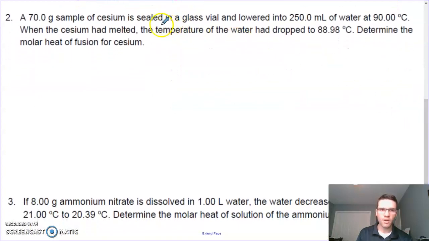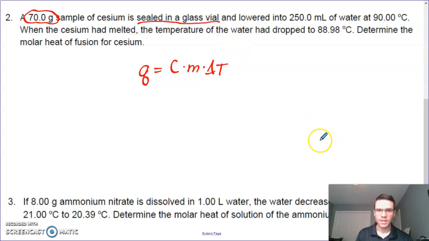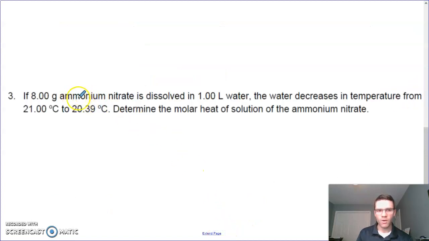But this one you're dissolving or putting cesium in water. You would not include this mass in your Q calculation because we're keeping that mass separate, and we know we're keeping it separate because it's in a sealed glass vial and just energy is transferred there. So don't include the mass of cesium there, just the mass of water. And your last one, we're dissolving ammonium nitrate, and if you're dissolving it, you do need to include the 8 grams in your 1 liter of water, and 1 liter is 1,000 grams. So include that 8 grams in that calculation.